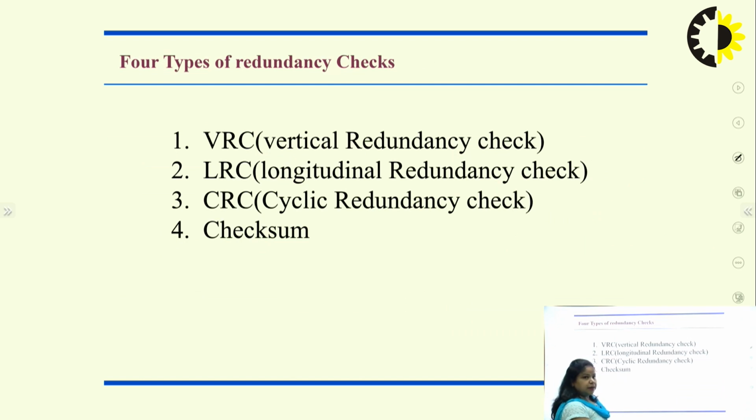Now, when I am talking about redundancy checks, there are 4 types of redundancy checks. First is VRC, which stands for vertical redundancy check. The second is LRC, longitudinal redundancy check. The third method is CRC, that is cyclic redundancy check, and the fourth is checksum, right? So we are going to talk about all these 4 redundancy check methods, which are also called error detection methods. And we are going to discuss one example of each, right?